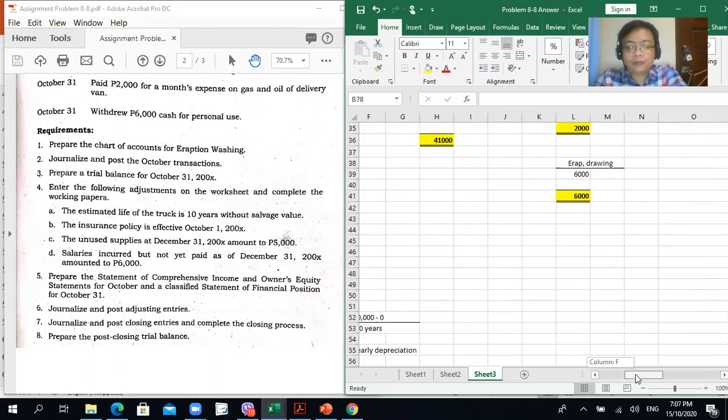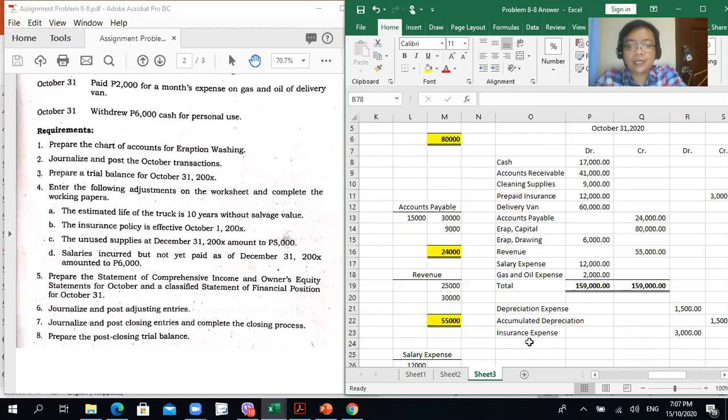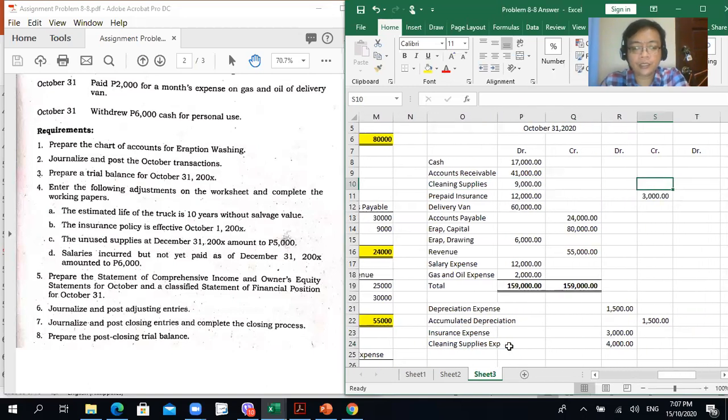So we will have this cleaning supplies. What is already here? What is here is only the cleaning supplies. What is missing is the cleaning supplies expense. How much is that? 4,000. So 4,000. And also here 4,000. All right.